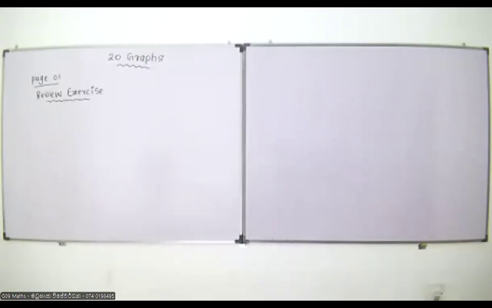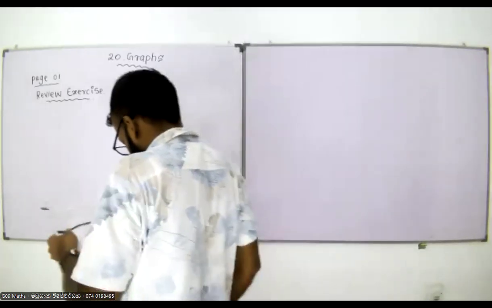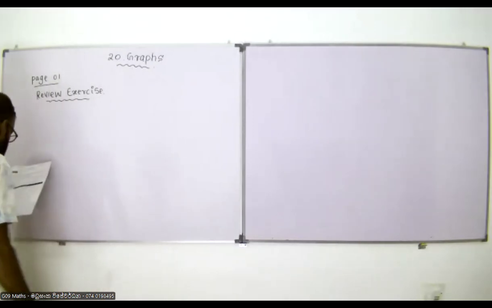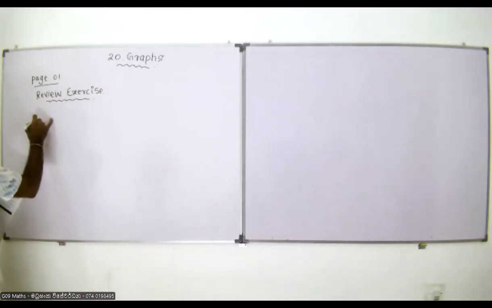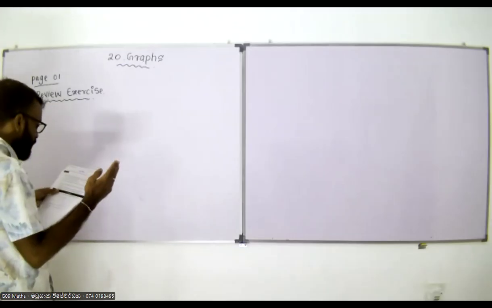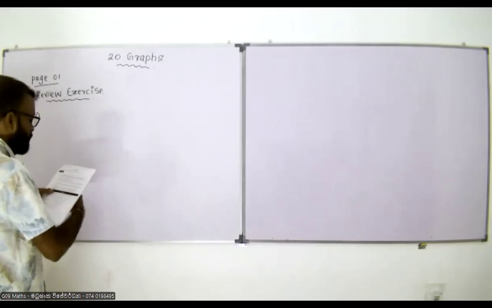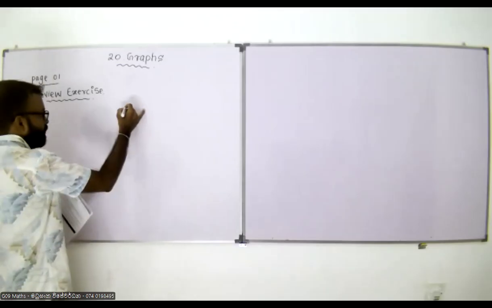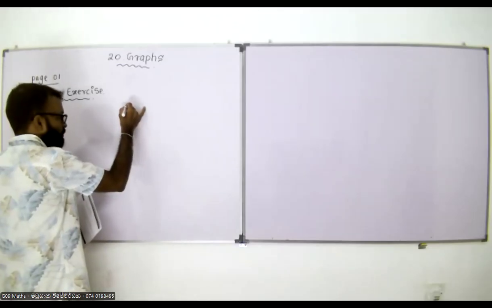Okay, so this is the basic thing. You need to understand very basic things, and I am going to discuss them right from the beginning. Page number one, previous exercise, first question, part one: draw a coordinate plane with the x and y axis.